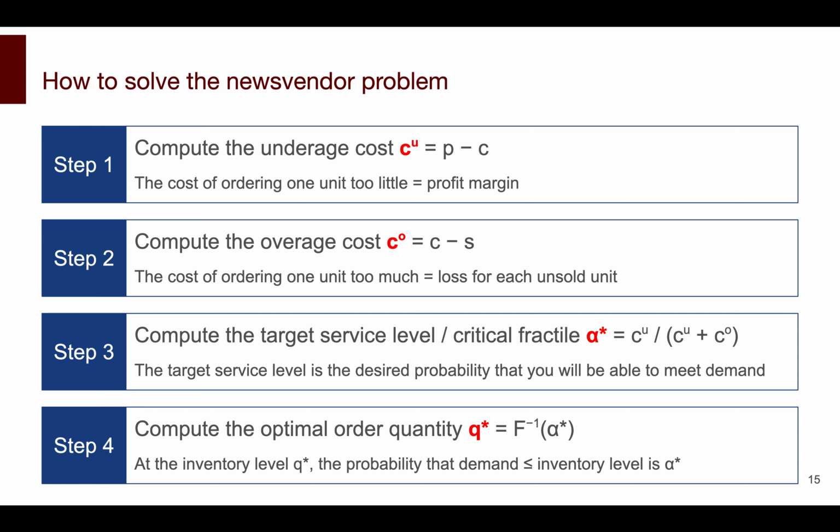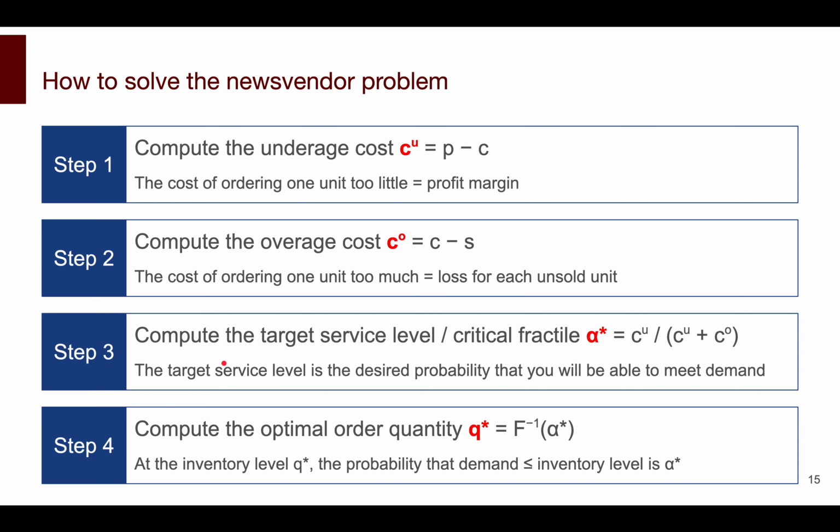Okay, so here are the four steps to solve the newsvendor problem. The first step is to compute the underage cost, which is the cost of ordering one unit too little. And you can think of it also as the profit margin. So every time you buy a newspaper and you sell it, how much profit do you make? The second step is to compute the overage cost, which is the cost of ordering one unit too much. Or you can think of it as, if you bought a newspaper and you couldn't sell it, how much money do you lose?